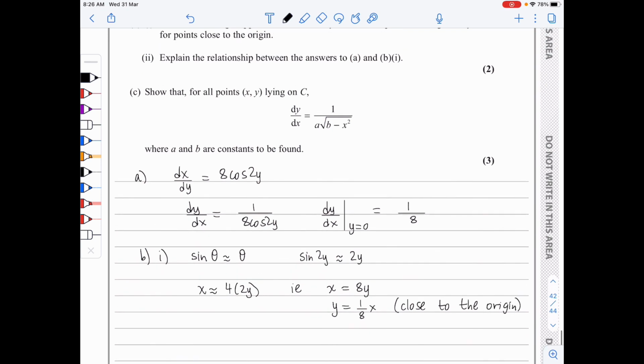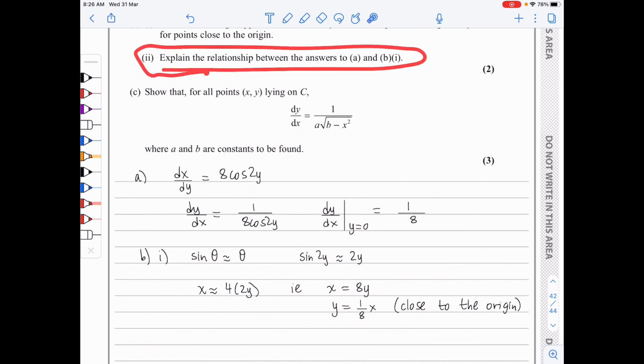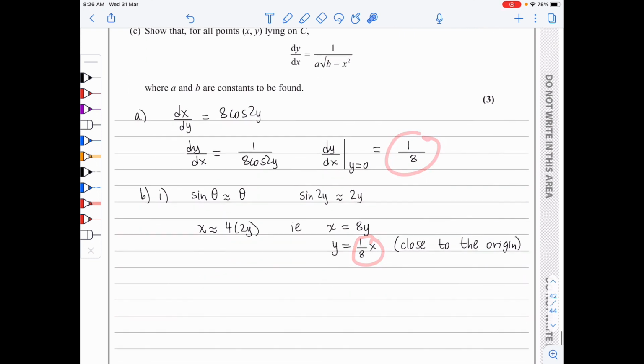And explain the relationship between the answers to A and B i. Well, the 1 over 8 is the gradient of the tangent, which matches the derivative. So we just need to say that the value in A is the gradient of the line in B i.